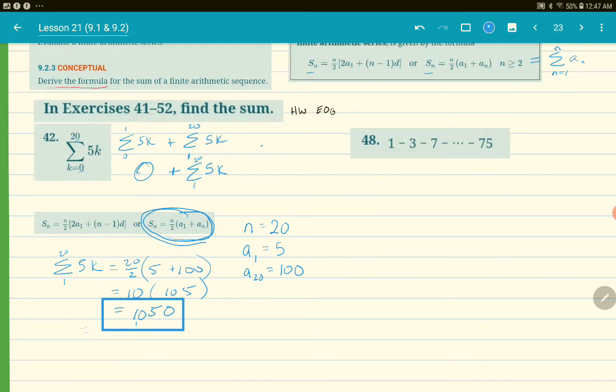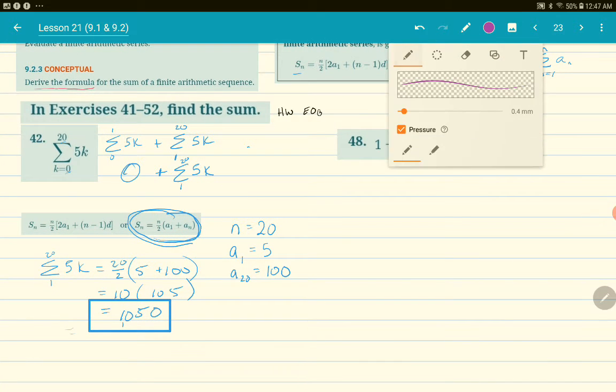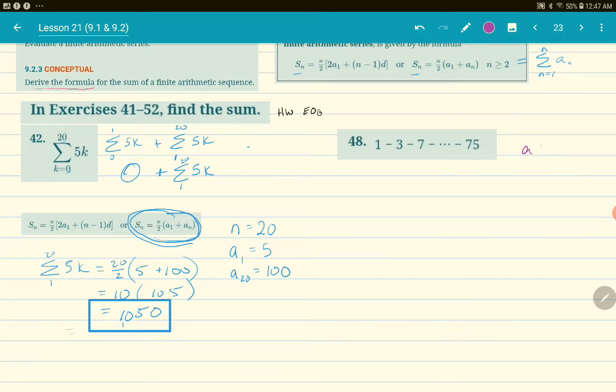Okay, let's go to 48 now. So in 48, I have A1, my first number, is 1. My last number is negative 75. My N, oh, that's something I don't know. And my D is negative 4. So I see my D is negative 4.